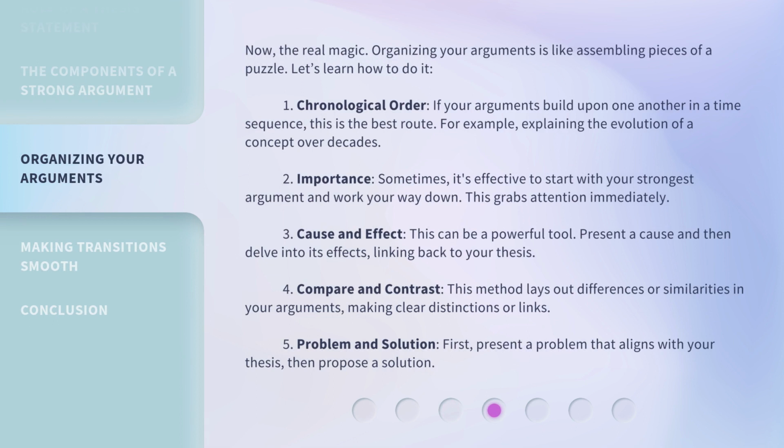Now, the real magic. Organizing your arguments is like assembling pieces of a puzzle. Let's learn how to do it. 1. Chronological order. If your arguments build upon one another in a time sequence, this is the best route. For example, explaining the evolution of a concept over decades.